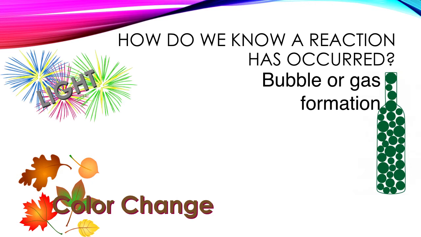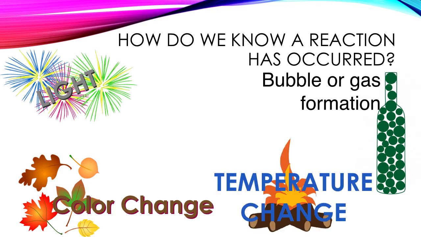Another thing that can happen is that light can be given off when we have a chemical reaction occurring. You can see that with something like fireworks. When we burn the various metals that are found in fireworks, they give off different colors of light. Another indication can be a temperature change, if the beaker starts to heat up or if it starts to feel cold. The little heat packs that you put in your gloves when it gets cold outside are a chemical reaction occurring in those little packets.